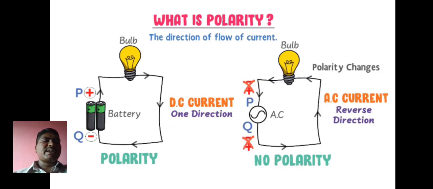But in the case of AC current, here similarly we have points P and Q. When the switch is on, the current is moving from P to Q, and again it comes back from Q to P. So here the current is moving in forward and reverse direction. So here we can't represent plus and minus. That is why we represent phase and neutral in alternating current. That means there is no polarity. So in a DC current we have polarity, positive and negative, but in AC current there is no polarity.